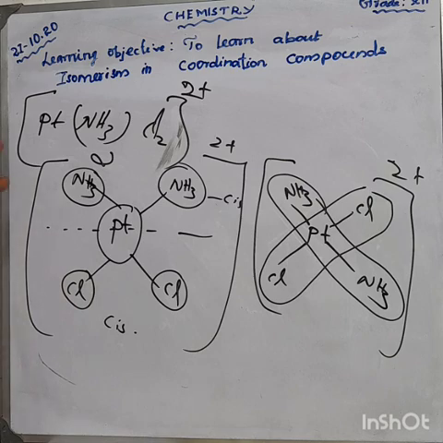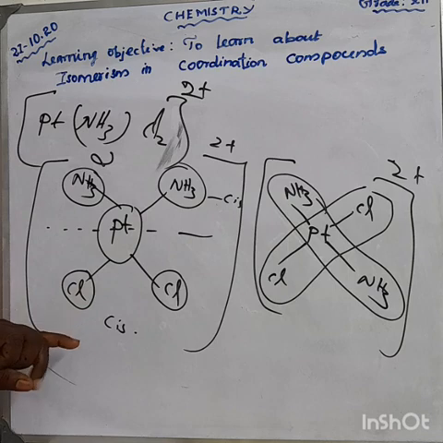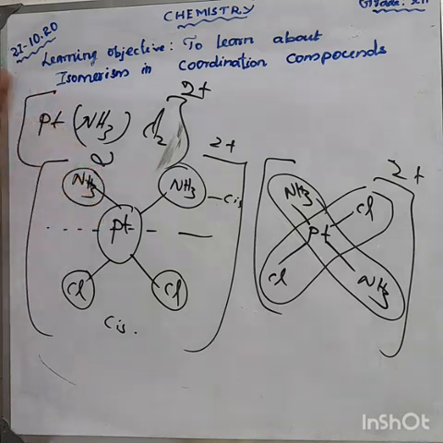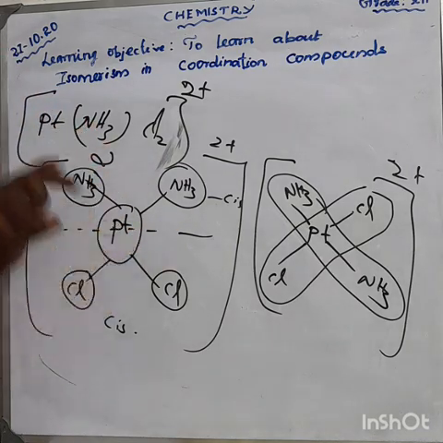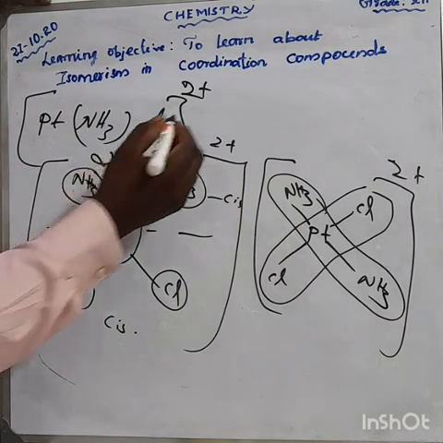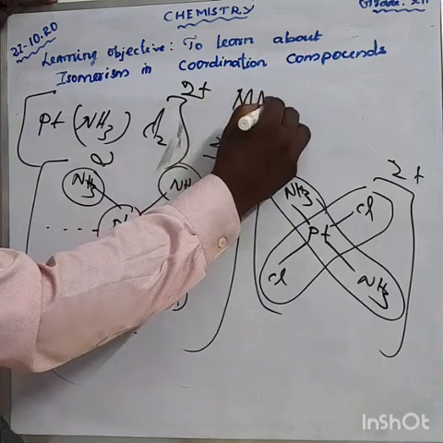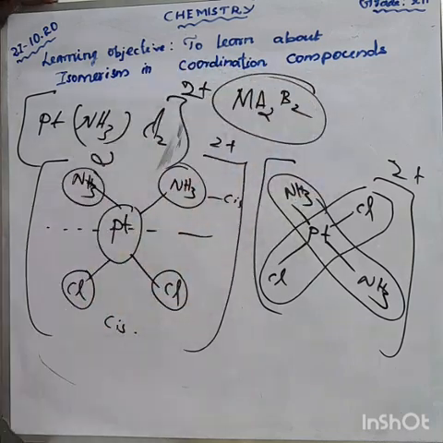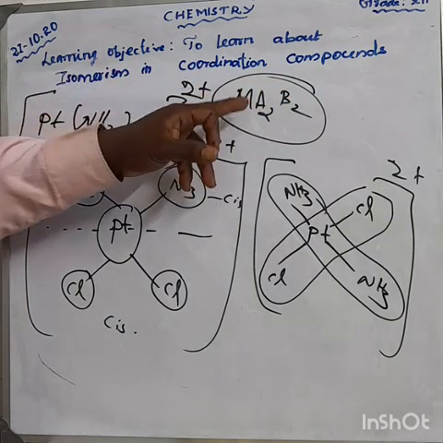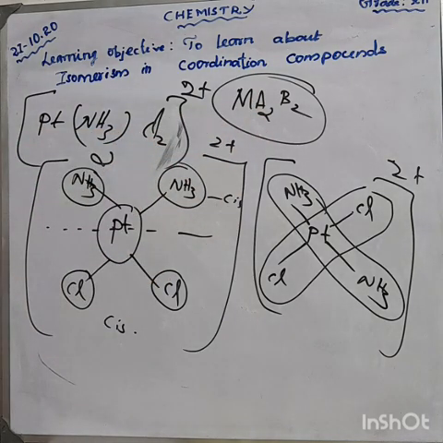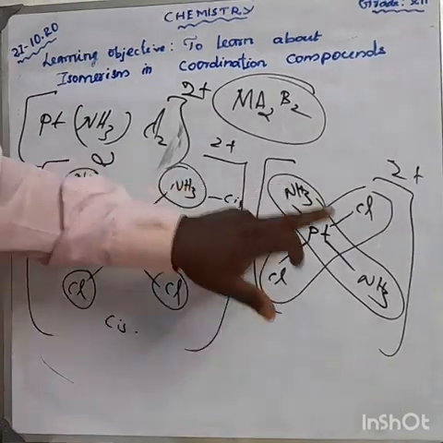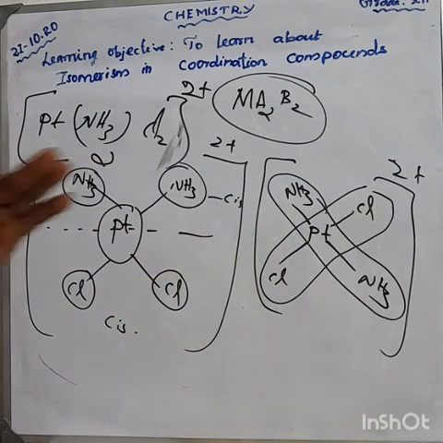Similar groups lie on the same side is called a cis isomer. Similar groups lie on the opposite side is called what? Trans isomer. This is an example of MA2B2. Sometimes they ask to draw the structure of MA2B2, so you draw this structure, and also mention that similar groups on the same side is cis isomer and on the opposite direction is trans isomer. That also should be explained.